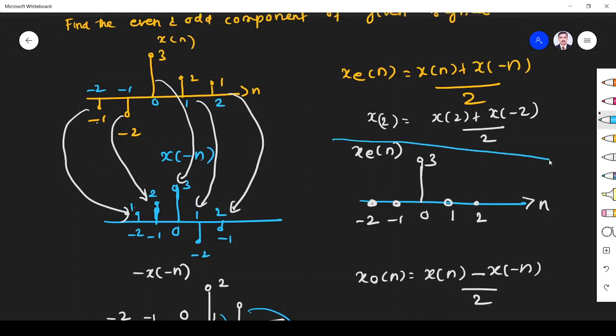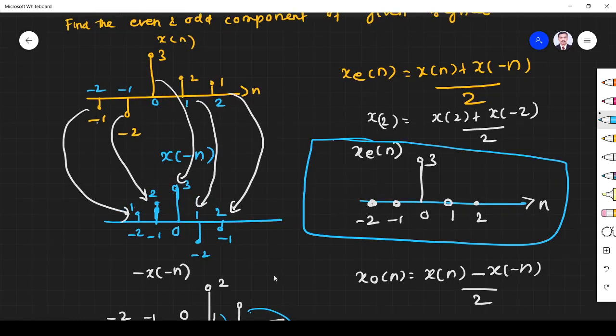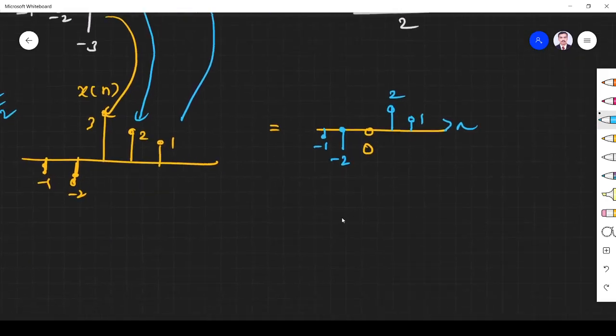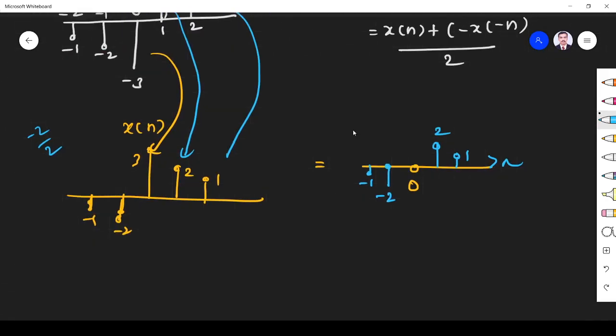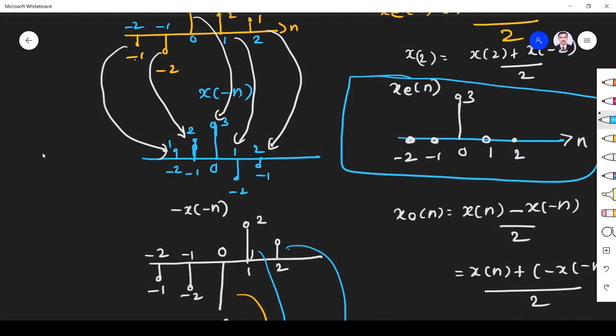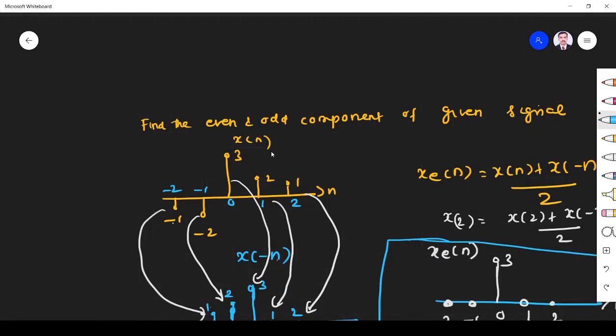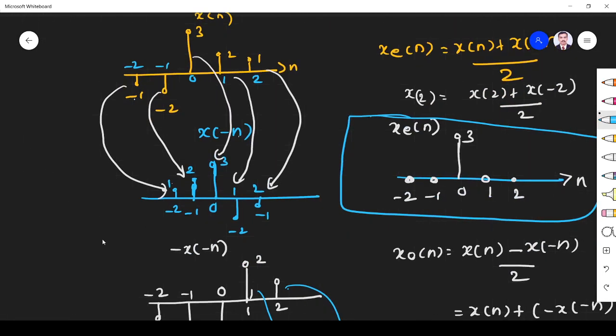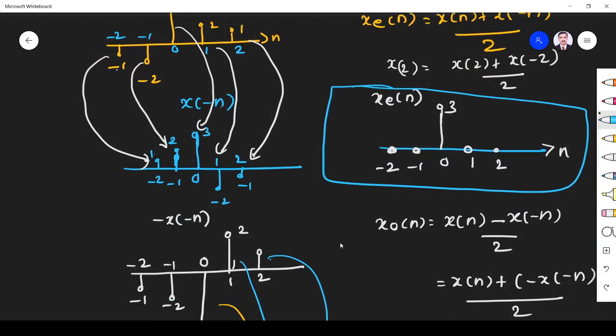Right? So what happens? Here you see, this is what? Even component. Fine. And this is what? Odd component. You see the signal itself is an odd signal. Yes or no? It's anti-symmetric. It is 3, 2, 1, minus 2, minus 1. So the resulting signal should have only odd component. There should not be any even component. That's what you see. Even component we got 0.